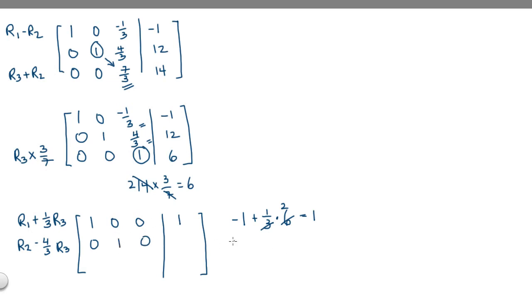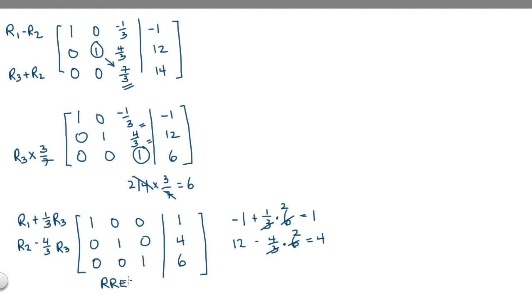Again, we can do a little bit of calculation on the side here. We're supposed to be doing 12 minus 4/3 times 6. So let's cancel out a factor of 3 from the numerator and the denominator there. We've got 12 minus 8, so that looks like 4.